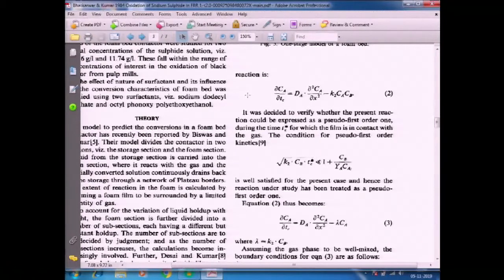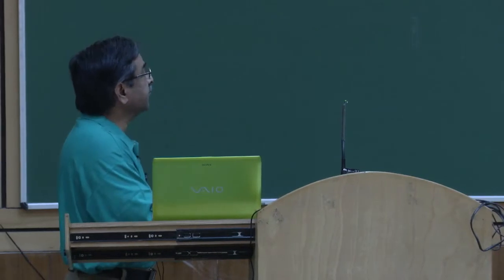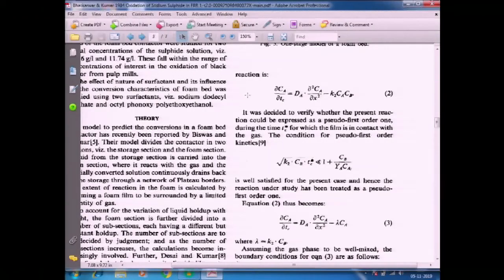Because this condition, which is a pseudo first order condition, is met, we can treat Cb to be almost constant within the foam section. So, K2Cb can be clubbed into a pseudo first order reaction rate constant lambda. So, that is the linearization I am talking about, going from the second order reaction to a pseudo first order reaction, which is linear in concentration of oxygen now.